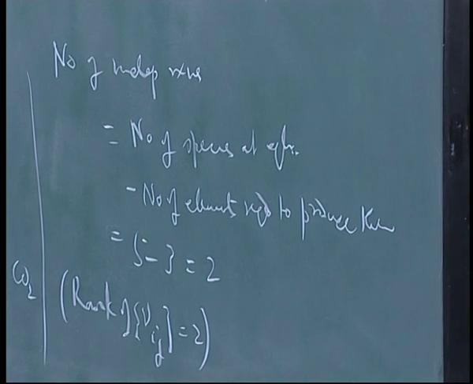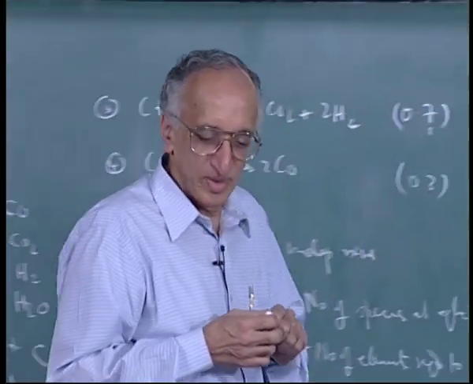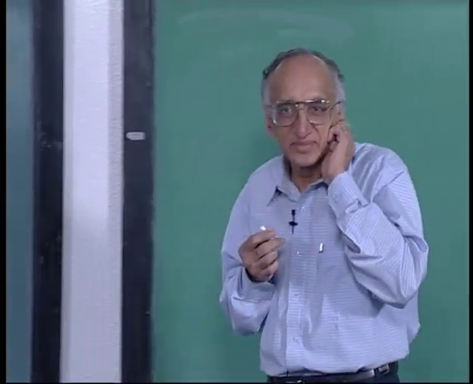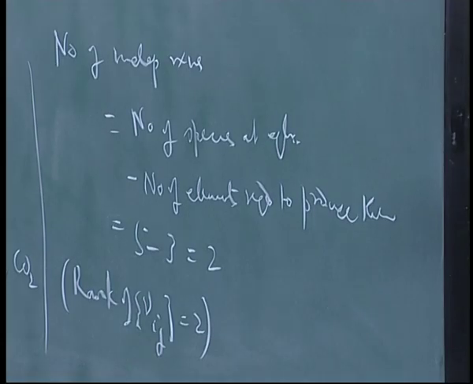The trouble about finding the rank of a matrix is you have to take all the 3 by 3s and show that all the determinants are 0. By that time the quiz time will be over. So it takes you all of 50 minutes to ensure that the rank is not 3. But in any case, you have 2 reactions, so you can choose any 2 reactions.